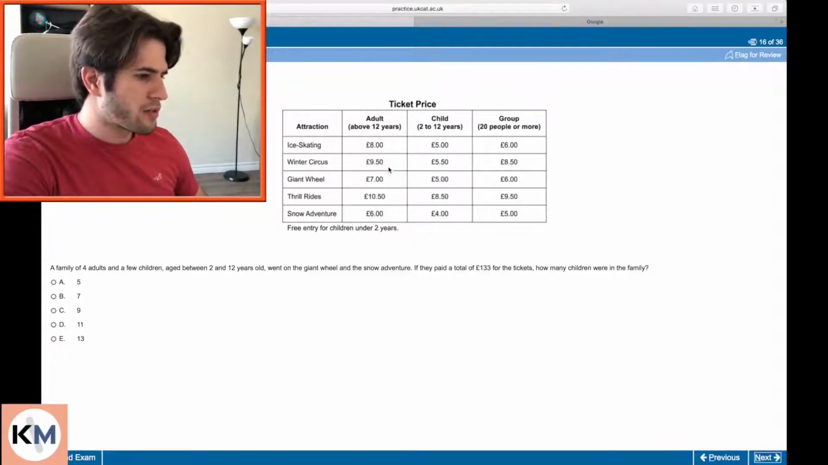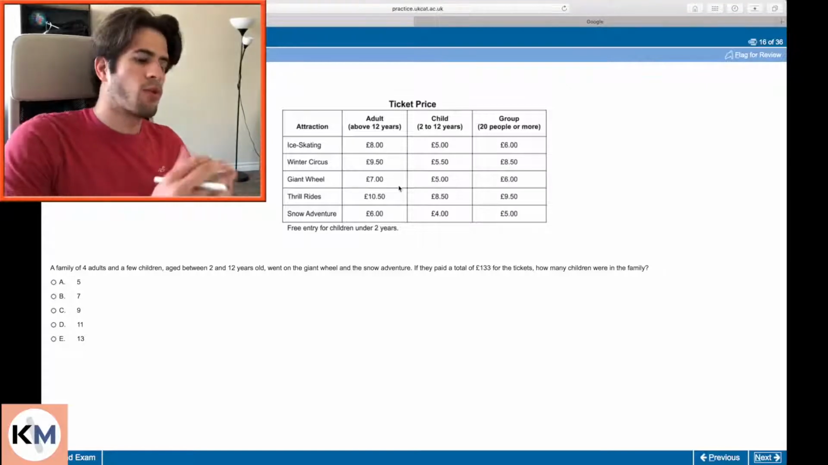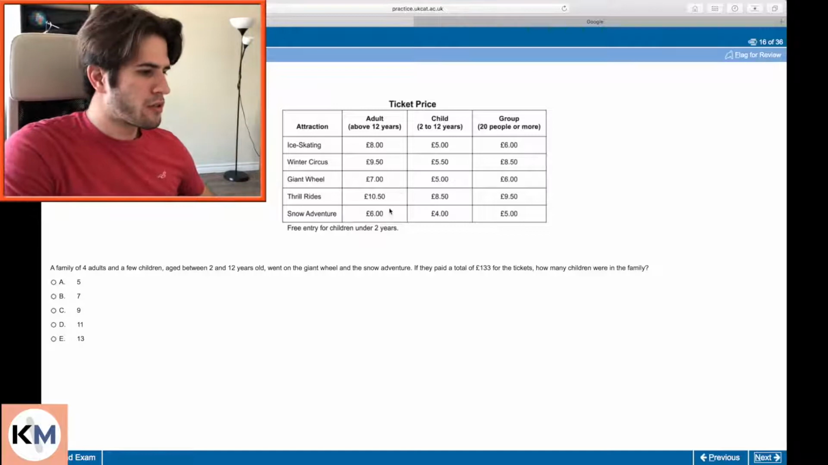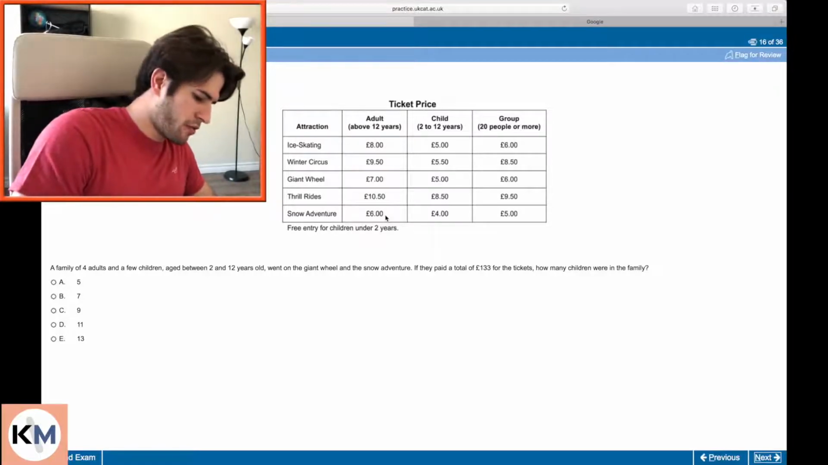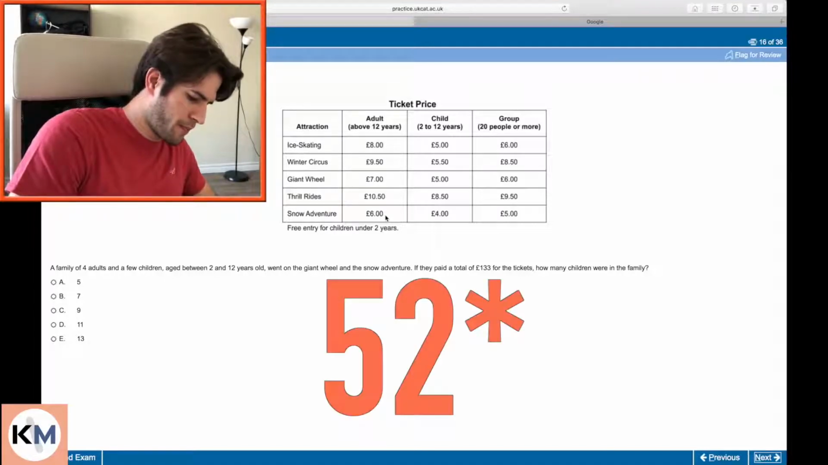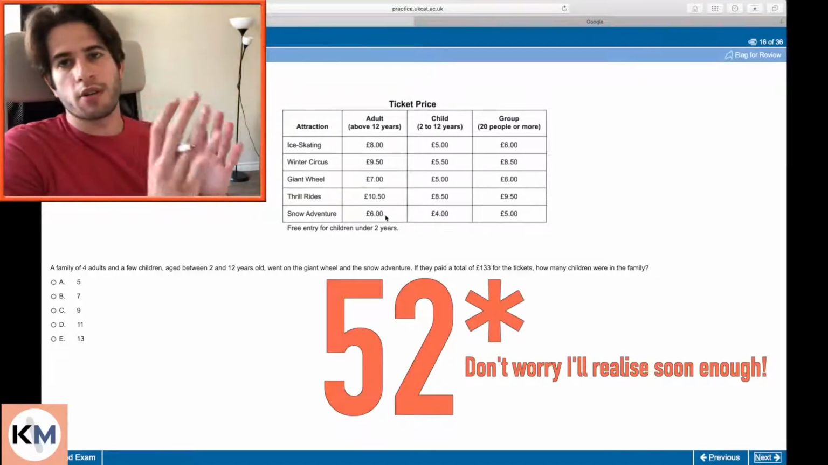So 4 adults for the Giant Wheel is 4 times 7, which is 28. Plus 4 adults for the Snow Adventure, which is 4 times 6, which is 24. I'm going to add those two now just to make my life easier. That comes to 42. So 42 is the cost that adults paid.